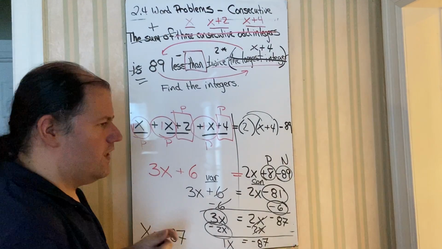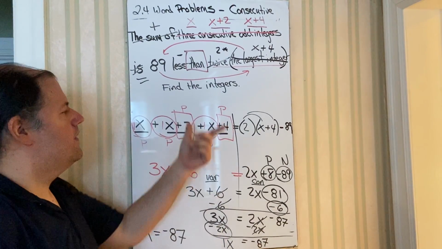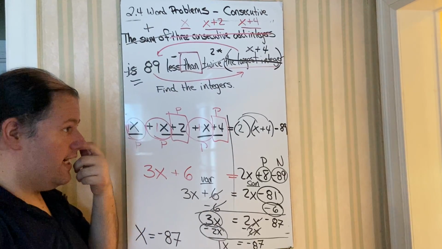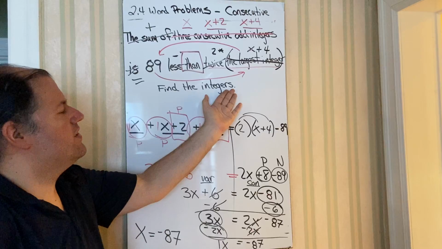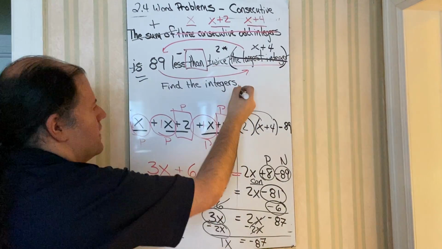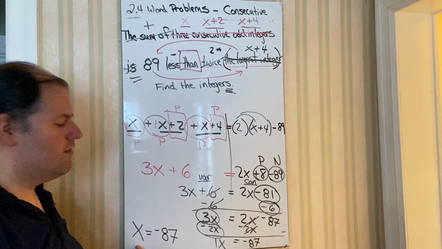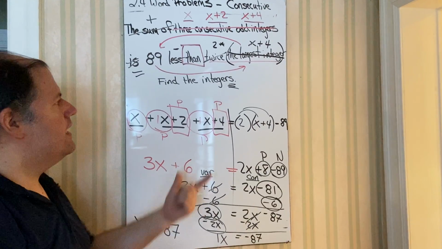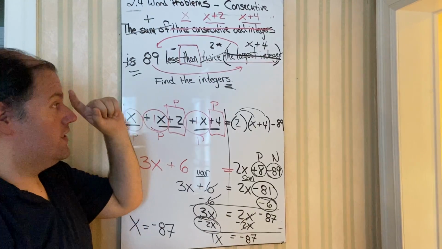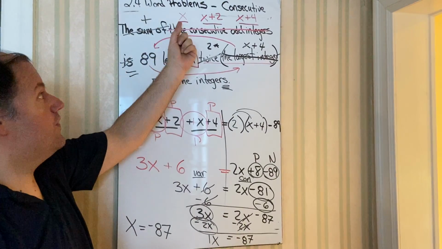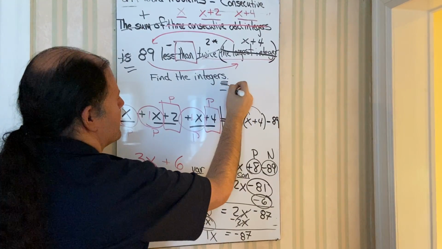Now, make sure that once this is x by itself, pay attention to what the question is asking you to look for. It says find the integers. It doesn't say find the smallest. If it says find the smallest, then you know this is your final answer. It wants you to find 3 integers. So if we know the first one is x, so that's your first integer.